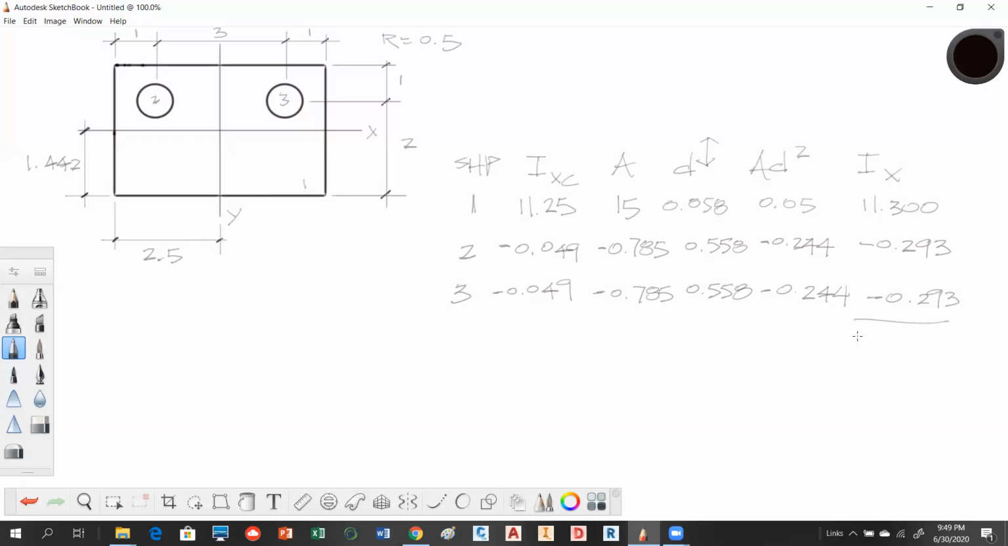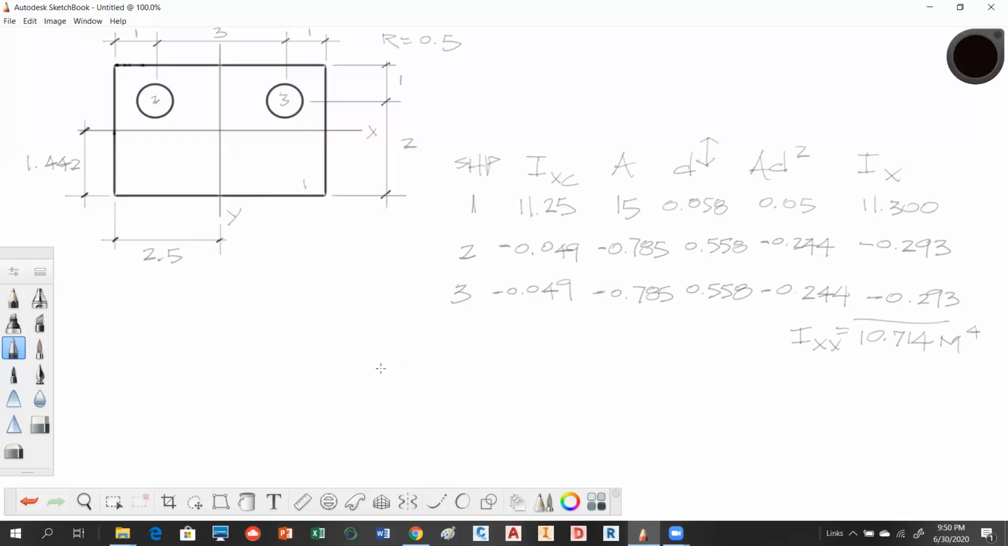So when we sum this, notice it just diminishes a little bit. And that's 714. This would be meters to the 4th. So this would be our IXX.